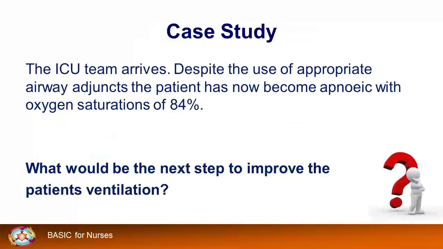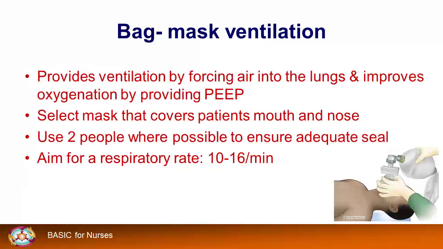So to continue with the case study, the ICU team arrives, and despite the use of appropriate airway adjuncts, the patient has now become apneic with oxygen saturations of 84%. What would be the next step to improve the patient's ventilation? The answer is provide bag mask ventilation.